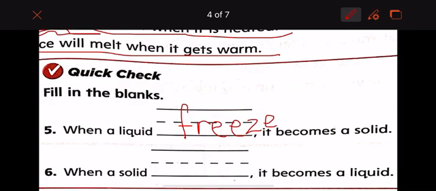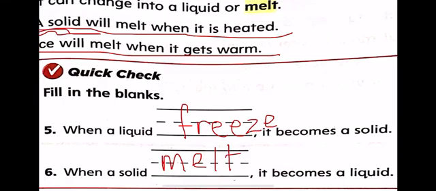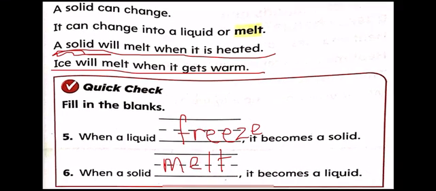Okay. Number 6, when a solid like ice becomes water, liquid, what happened to the ice? Ice melt. The ice melt. All right? Okay.